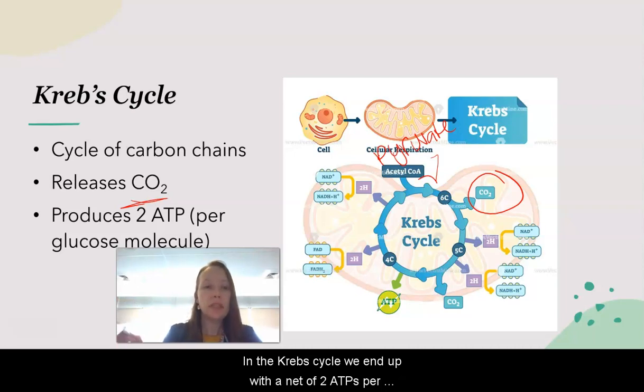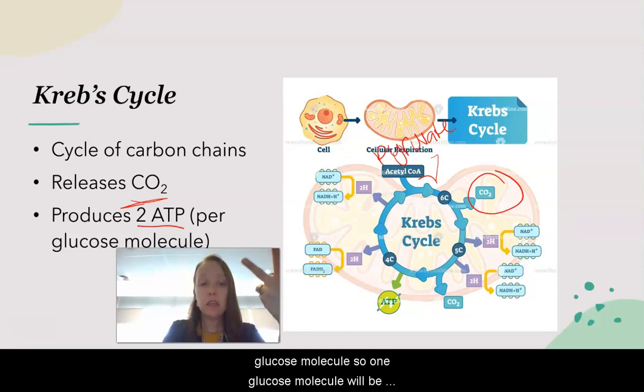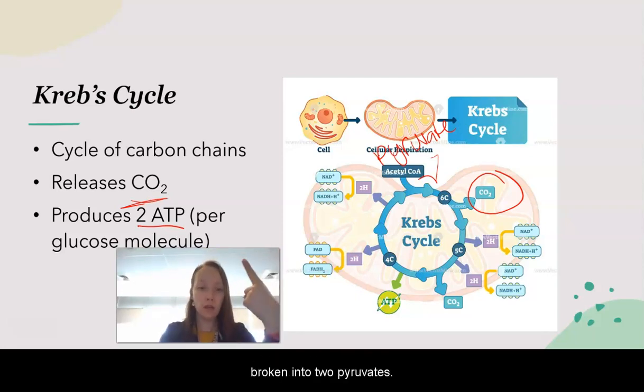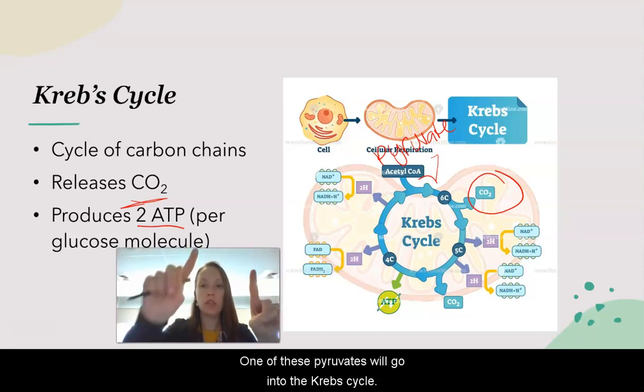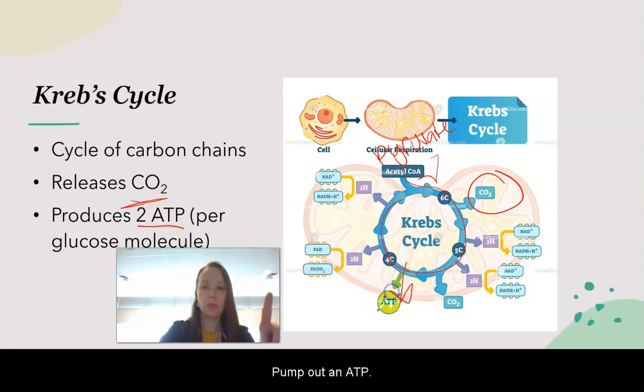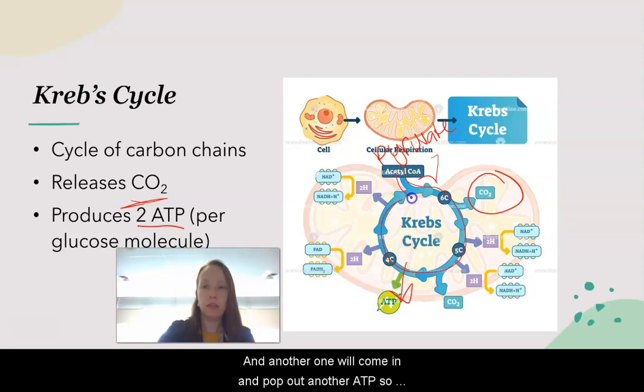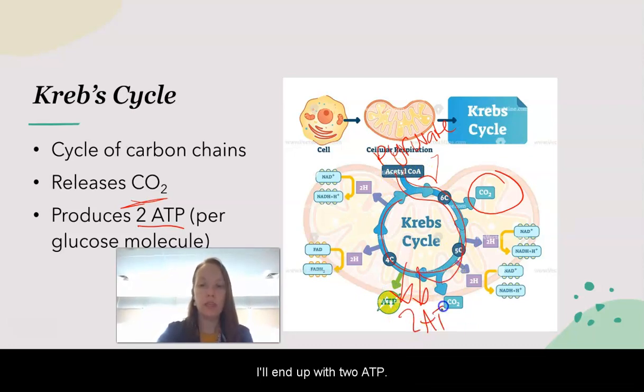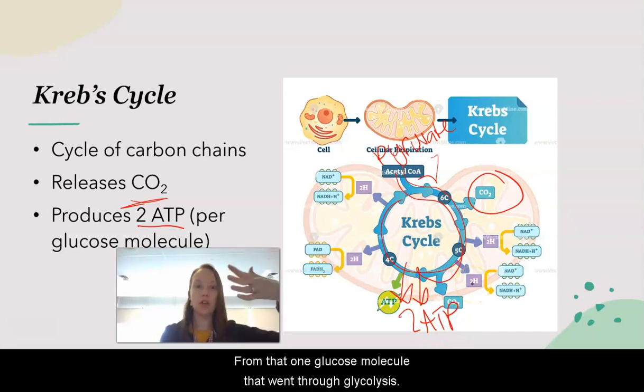Here in the Krebs cycle, we end up with a net of 2 ATPs per glucose molecule. So one glucose molecule will be broken into 2 pyruvates. Each one of these pyruvates will go into the Krebs cycle and pump out ATP. Then another one will come in and pump out another ATP. So I'll end up with 2 ATPs from that one glucose molecule that went through glycolysis.